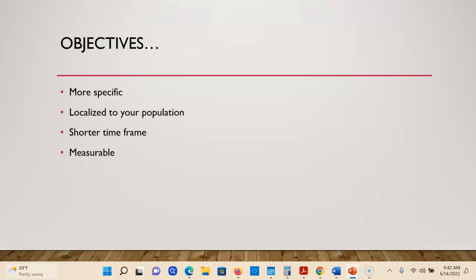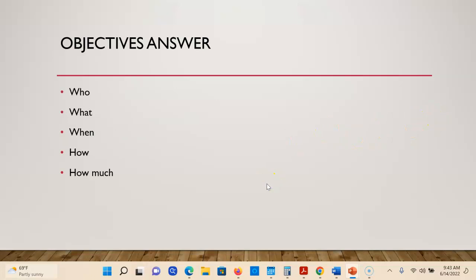Objectives are much more specific, and they're localized to your population, and they take less time, typically a week, a month, a session, up to a year or more, but they typically are shorter in time, and they're easier to measure because they use more specific terms.